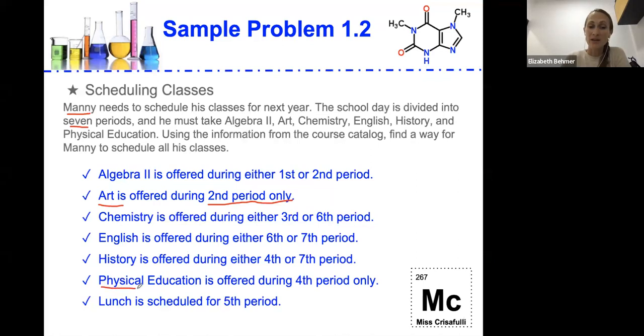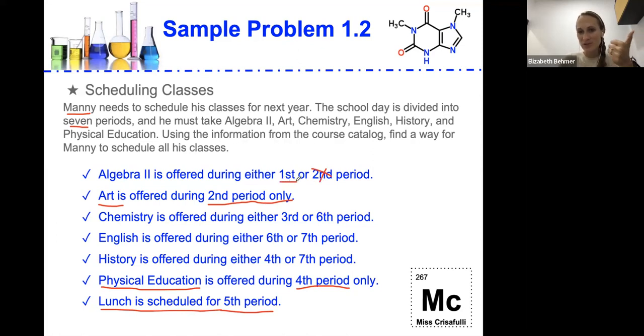So this is another non-negotiable. We know that PE must be during his 4th period. So we already know what he's taking second period and what he's going to take 4th period. And then lunch is scheduled for the 5th period. So we've got the 2nd hour down, the 4th hour down, and the 5th hour down. Now we just have to figure out when to take algebra, but wait, algebra is either 1st or 2nd, and we already know 2nd is out of the mix because that's when he needs to take art.